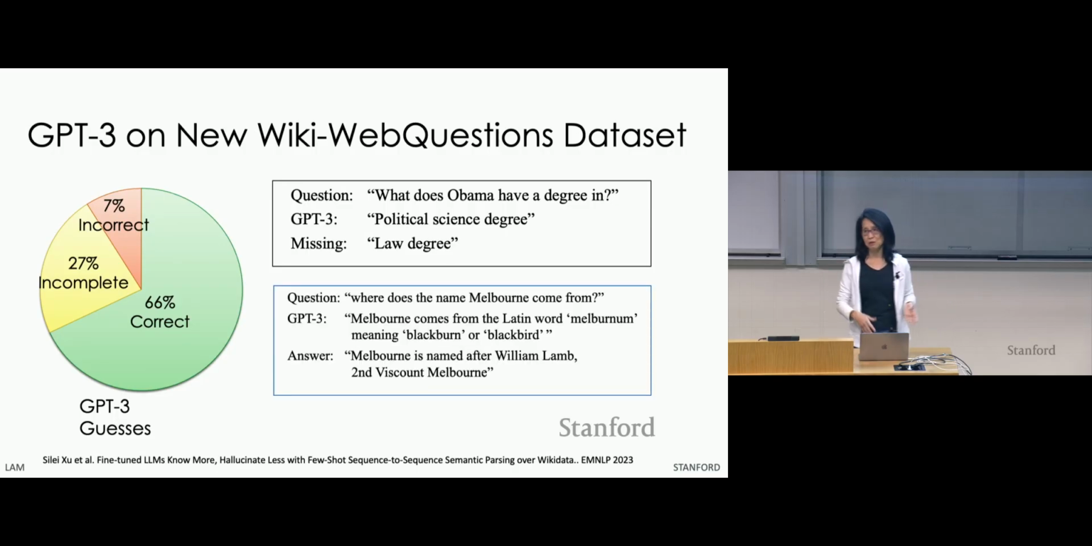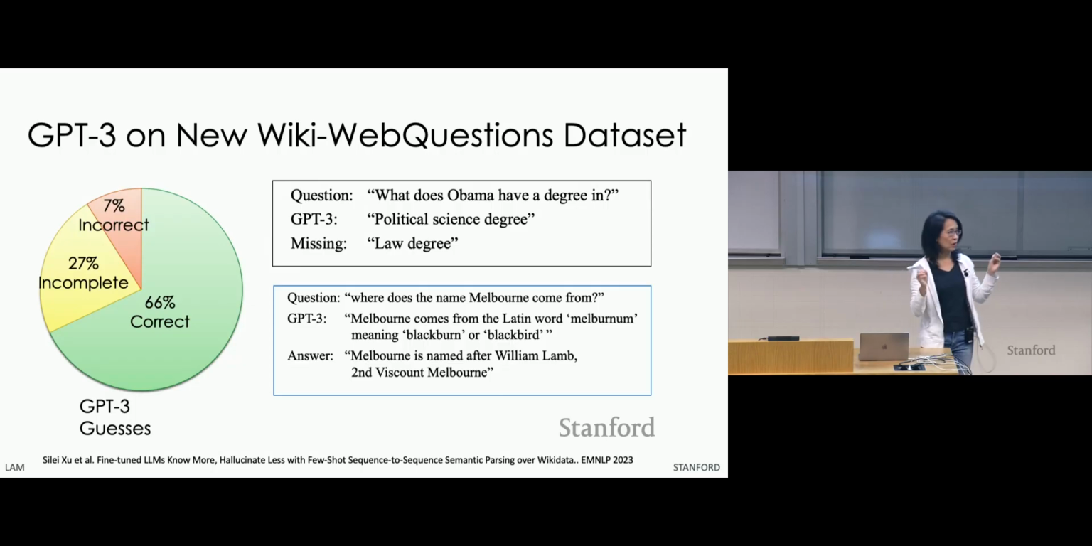But there is potential that it's completely wrong. Here's a question: where does the name Melbourne come from? GPT-3 comes up with the answer that it comes from the Latin word Melbournum. Actually, I turn around and ask GPT, is this a Latin word? And it says no. It's inconsistent even within itself. But anyway, that is the real answer, and so the answer is completely wrong.